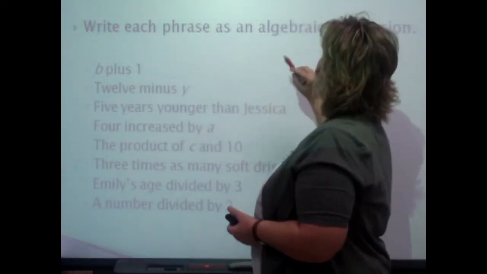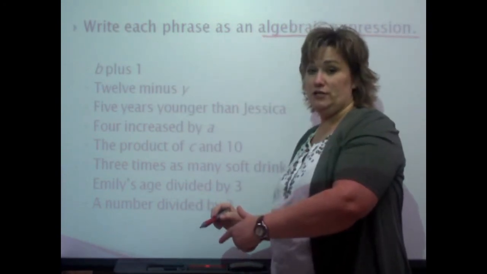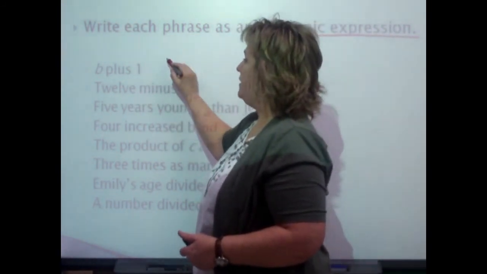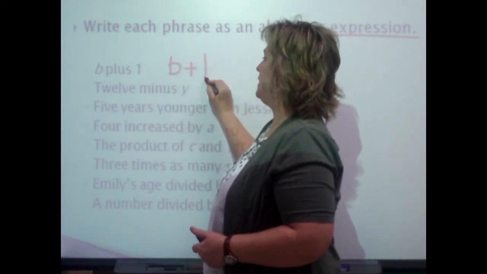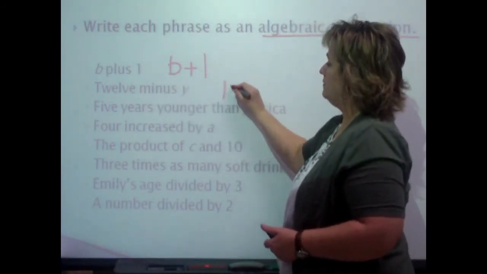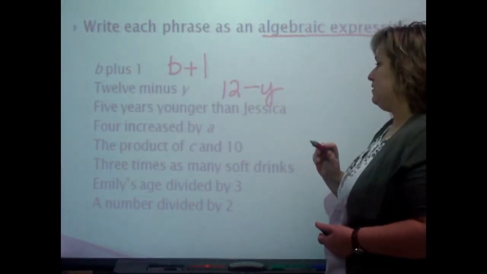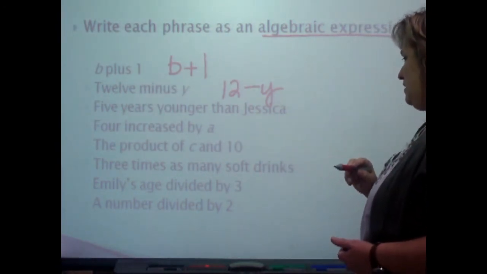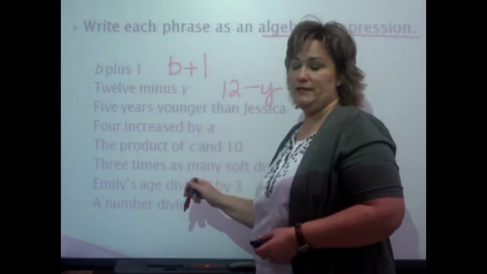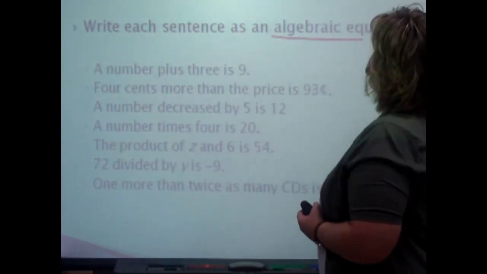Okay? Now you should have these already on your organizer, and what you're going to do is write each phrase as an algebraic expression. And remember, an expression is different than an equation. An equation has an equal sign. This is an expression: b plus 1. I'm going to write it as an algebraic expression. There's an expression: 12 minus y. Okay? That's an algebraic expression. This is totally review. I just want to get this in so that we don't have to do this in class. Next is algebraic equation.